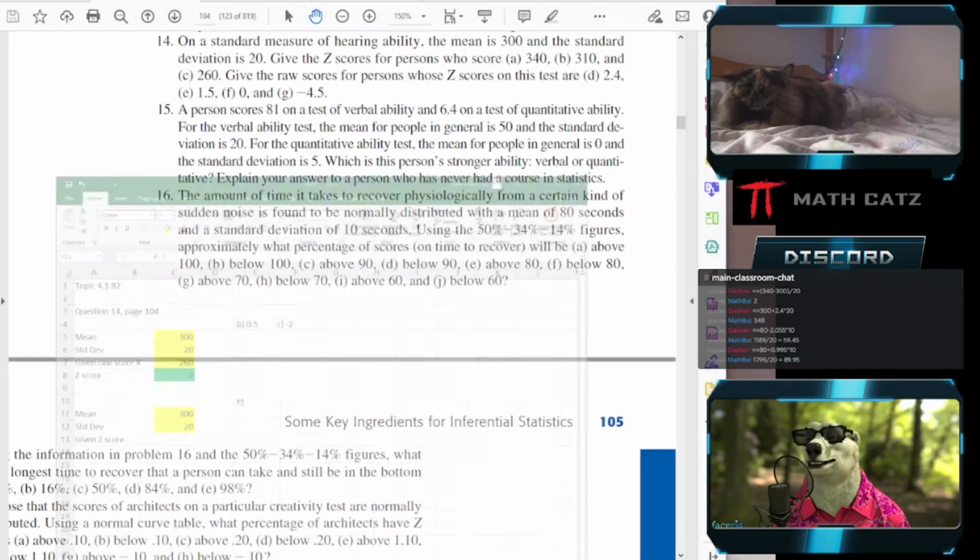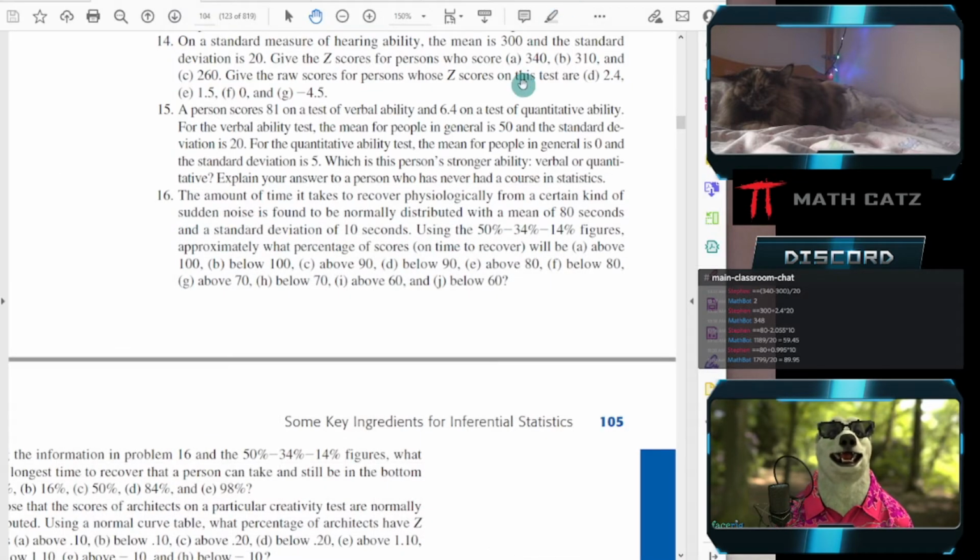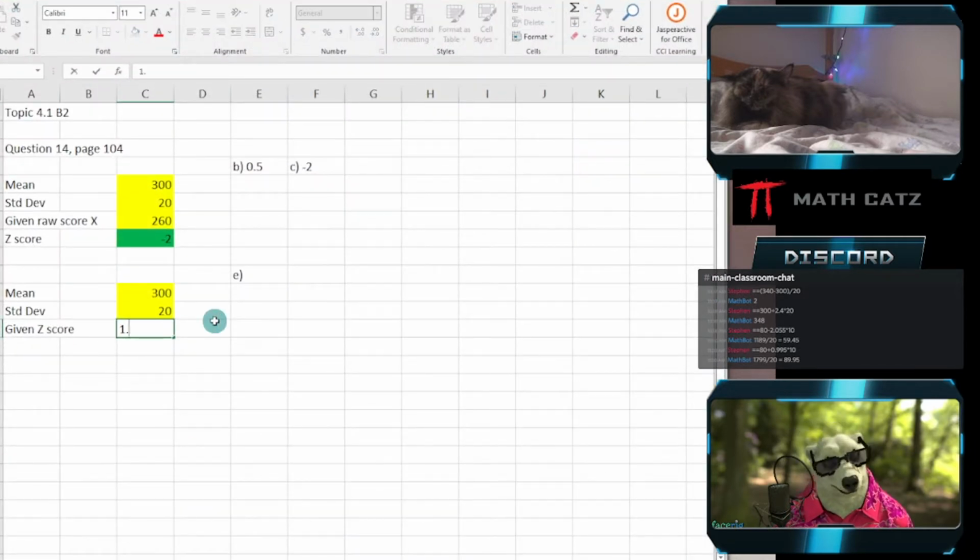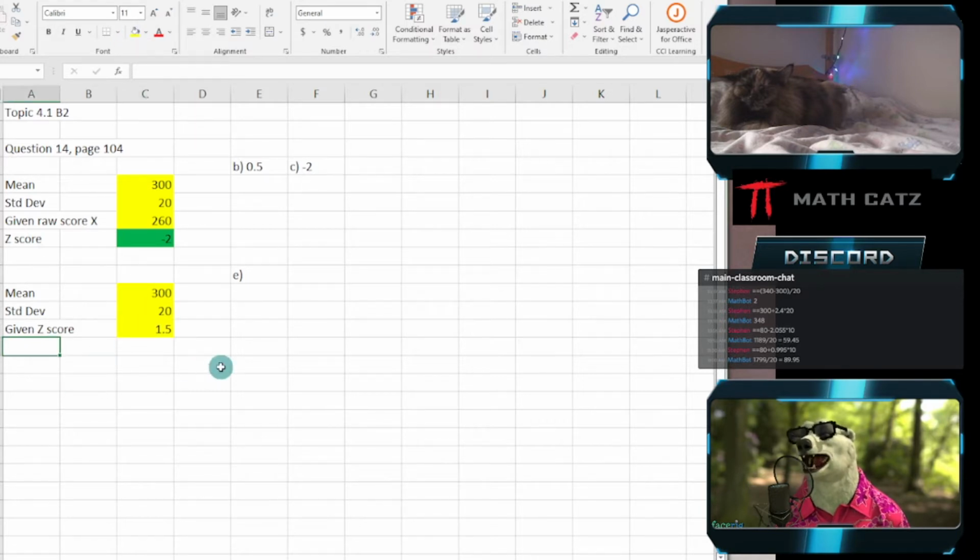And in the first one, they are wanting me to use 1.5 for E. 1.5, that's another input cell. And I'm going to calculate the corresponding raw score. Let's call it X. And that will be my calculation cell.